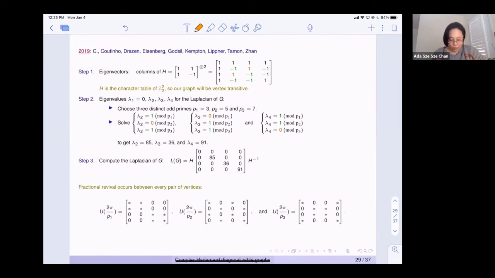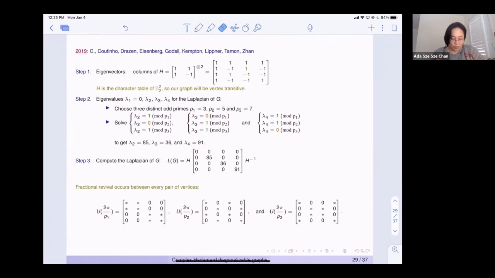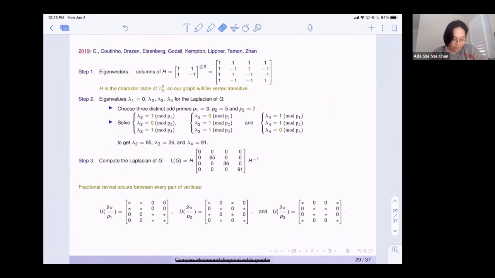I'm sorry I squeezed in a lot of stuff in this slide, but it works better if I have all the information on the same slide. To construct a Hadamard diagonalizable graph, we need the eigenvectors, so we need to pick our Hadamard matrix. We need the eigenvalues for the Laplacian matrix, so we need to pick the lambdas. And once we have these two sets of ingredients, we can just compute the Laplacian matrix.